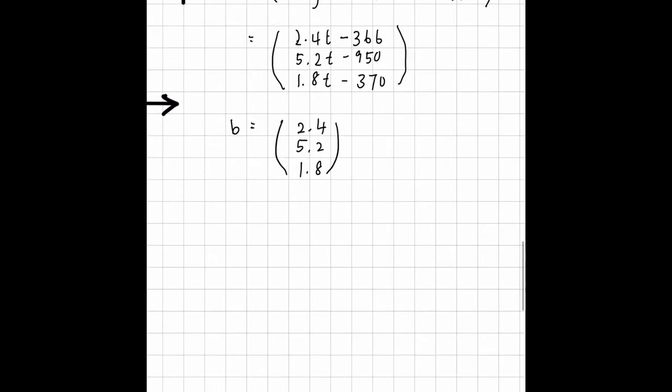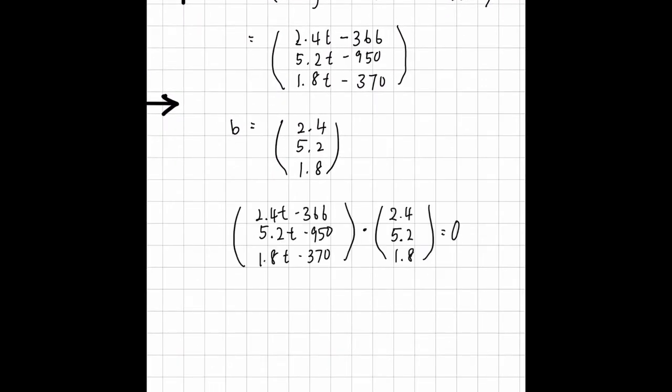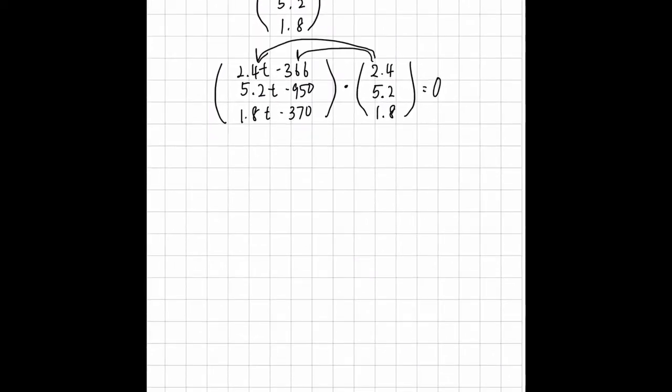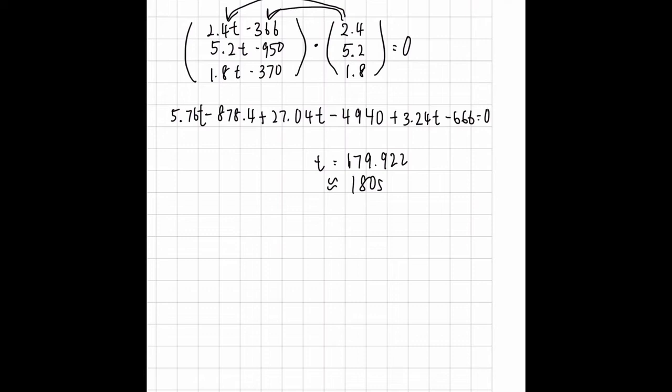Now let's do the maths. Now we have to solve for T. So how we expand this bracket is by multiplying 2.4 with this value and 2.4 with this value, and do the same for the other two equations. In the end, we'll get this equation over here.